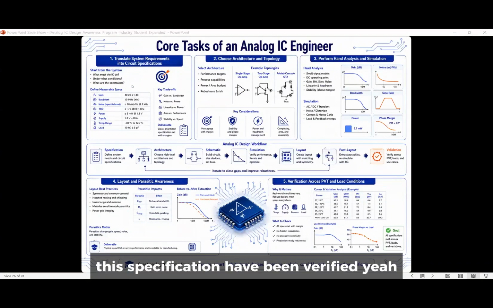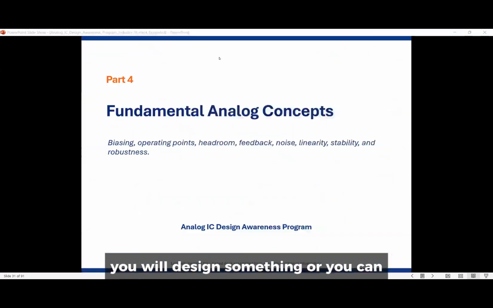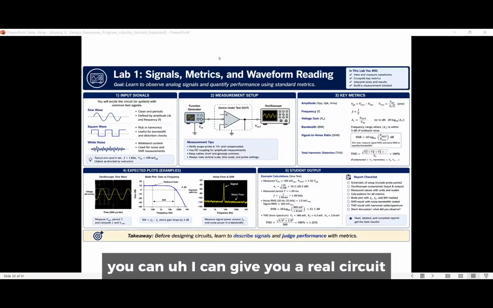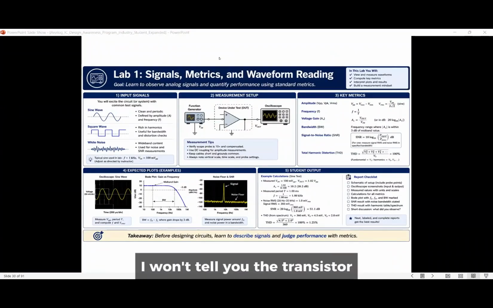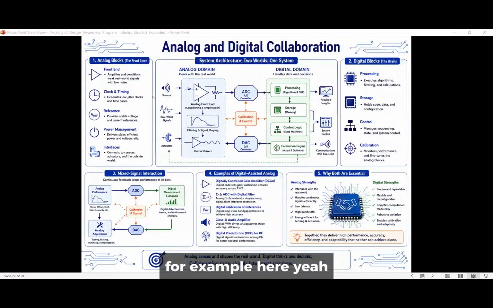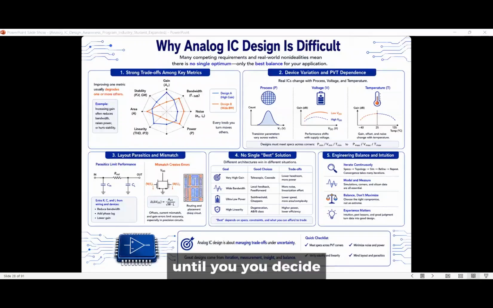This specification has been verified before you conduct the experiment. So later you will decide something, or if you think the design is too difficult, you can tune. I can give you a real circuit, a real amplifier, but I won't tell you the transistor size at the beginning. So I will give you the spec and you tune the transistor until you can meet all the specification here.